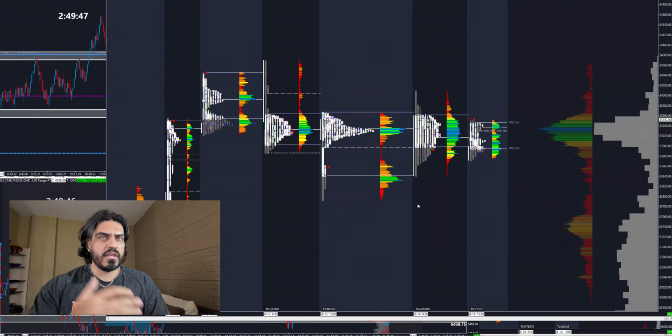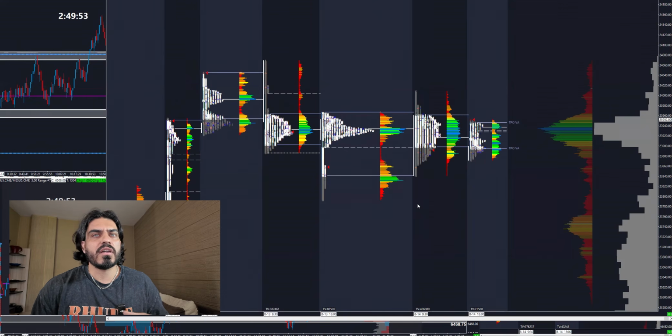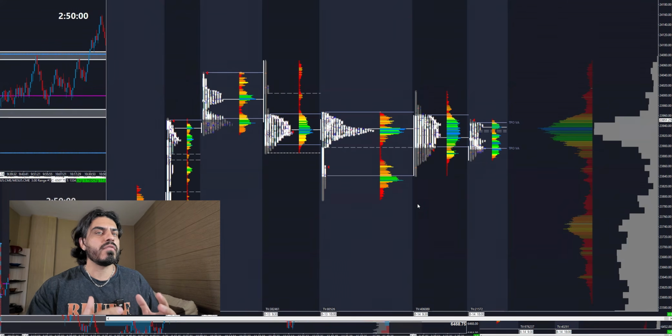So number 3 in the edge development, we want to test these theories. We want to generate some kind of sample size. Historical chart review to see some kind of patterns, like these work 50, 100, 150 times. The larger the sample size, the better understanding of a measurable expectancy that you'll have.